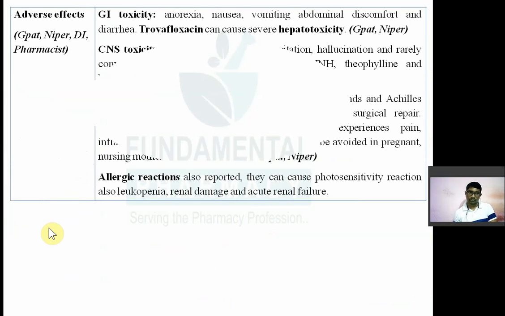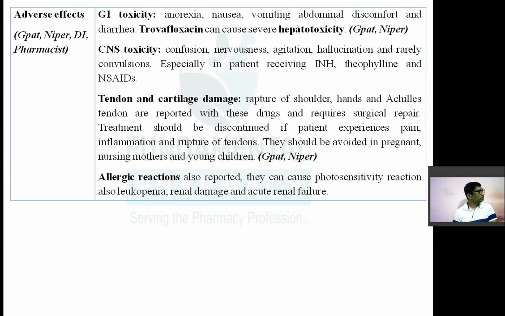Adverse effects. Again, it is a very important point. First, loss of appetite, vomiting, and abdominal discomfort, meaning pain in the abdomen. Remember that out of these, trovafloxacin can cause severe hepatotoxicity. Trovafloxacin can cause severe hepatotoxicity.